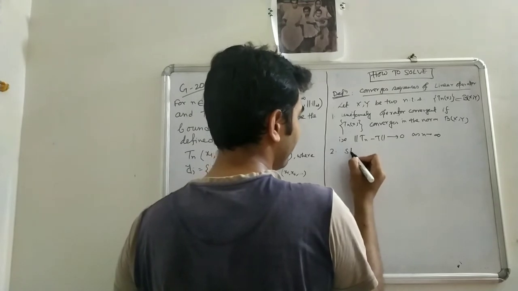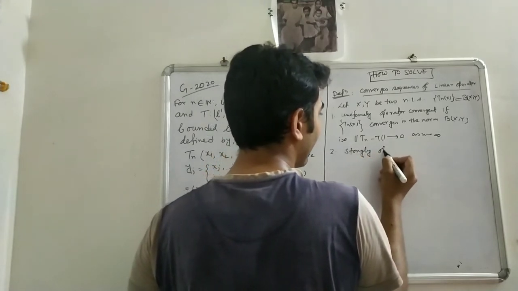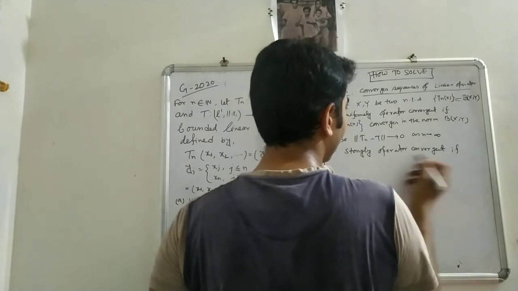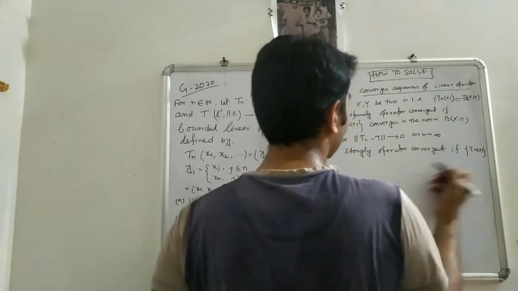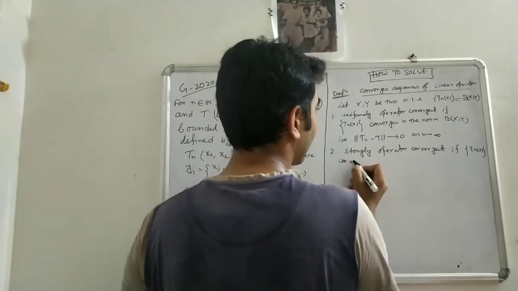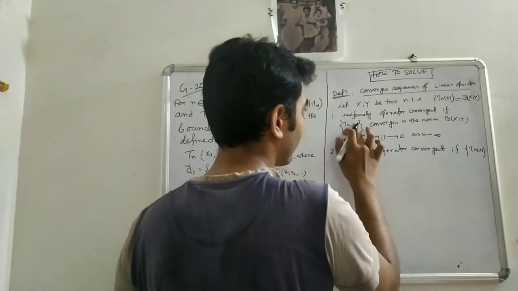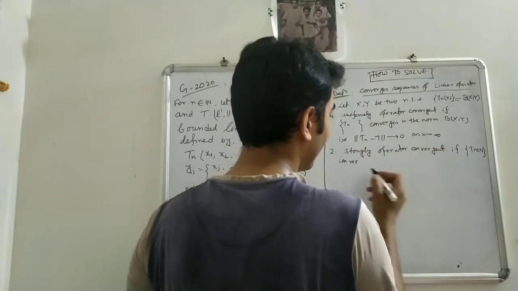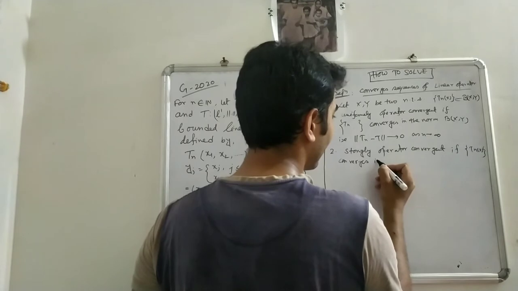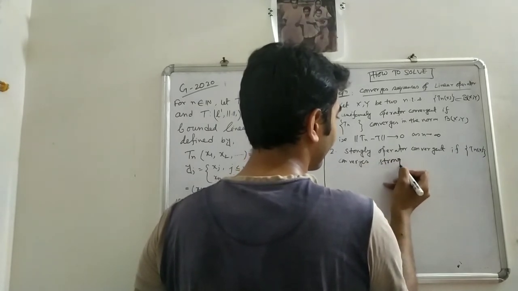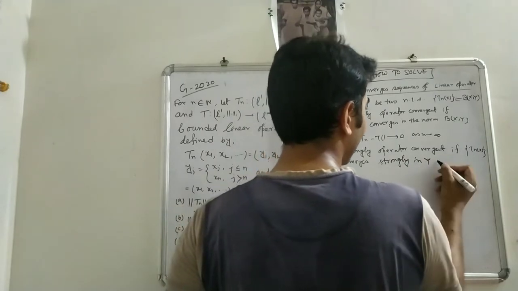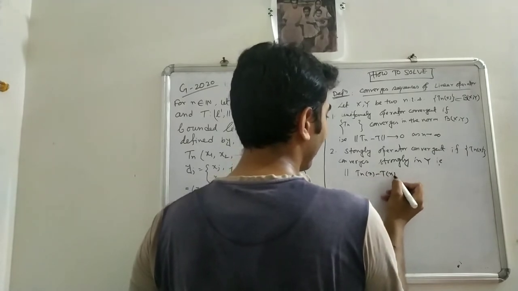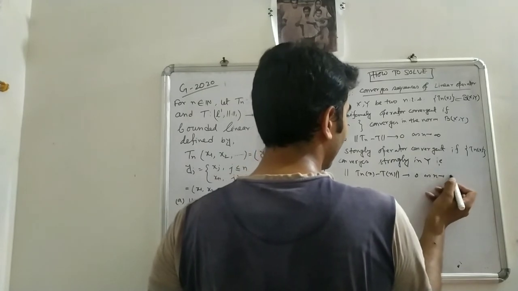And number two, strongly operator convergent if T_n x converges strongly in Y, for all x belongs to capital X. So that is norm of T_n x minus T x tends to 0 as n tends to infinity.